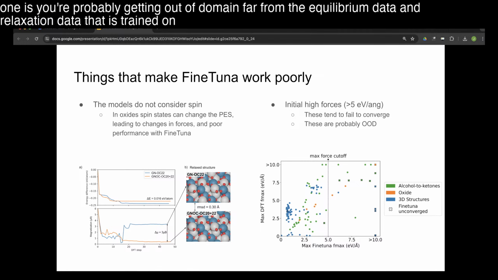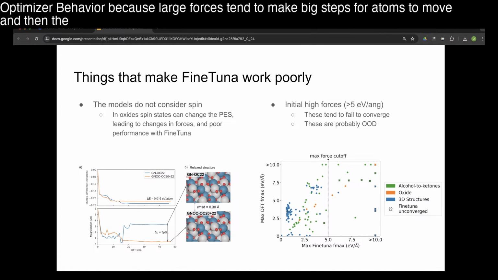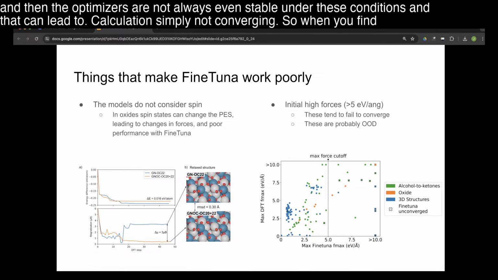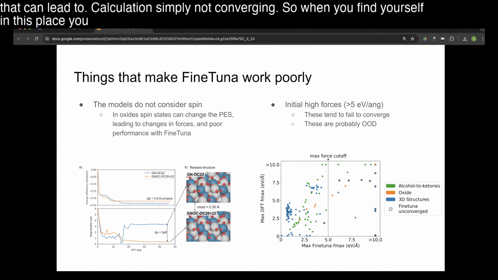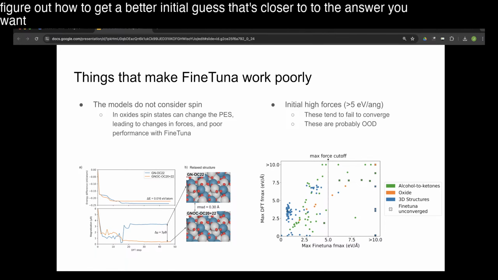The other problem is that this leads to poor optimizer behavior because large forces tend to make big steps for atoms to move, and then the optimizers are not always even stable under these conditions, and that can lead to calculations simply not converging. So when you find yourself in this place, you should probably stop and try to figure out how to get a better initial guess that's closer to the answer you want.